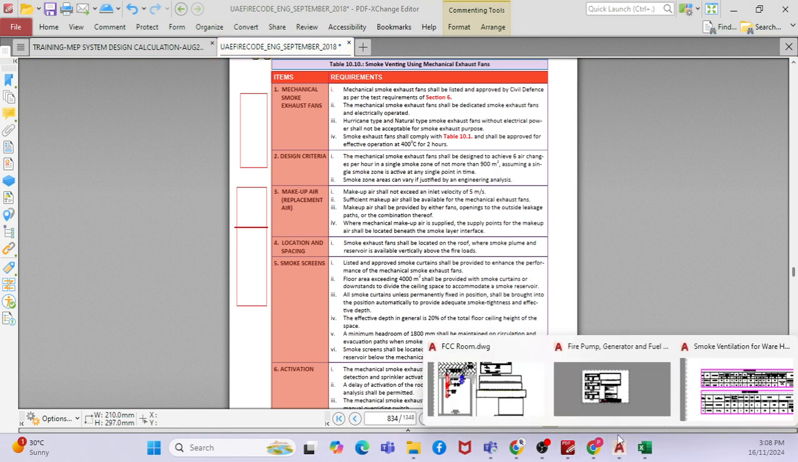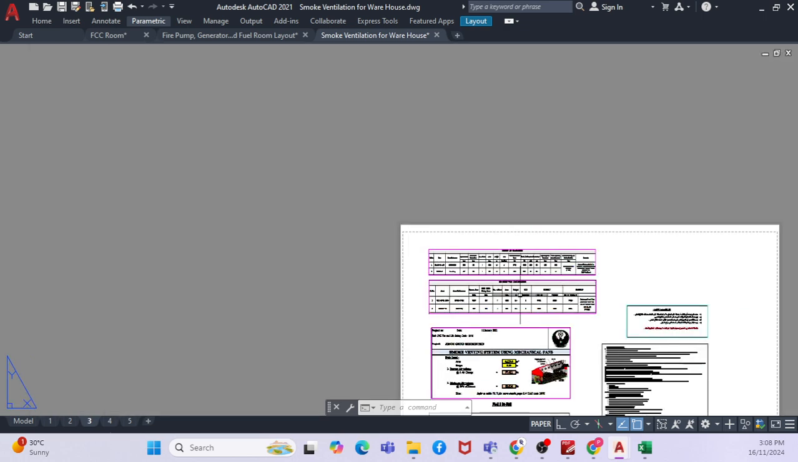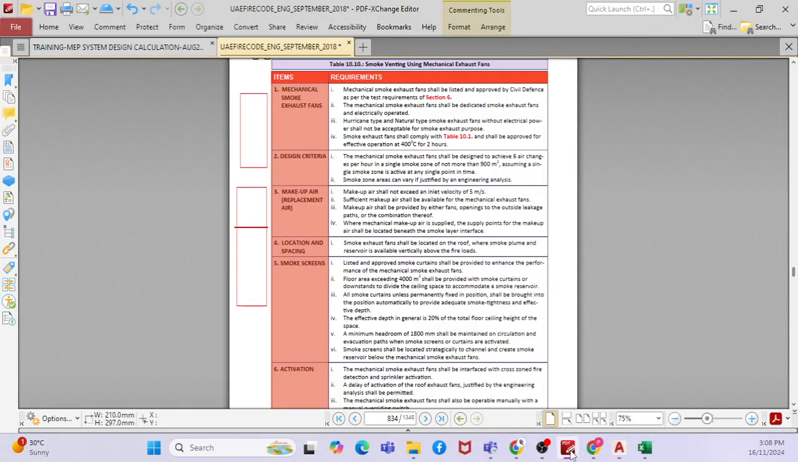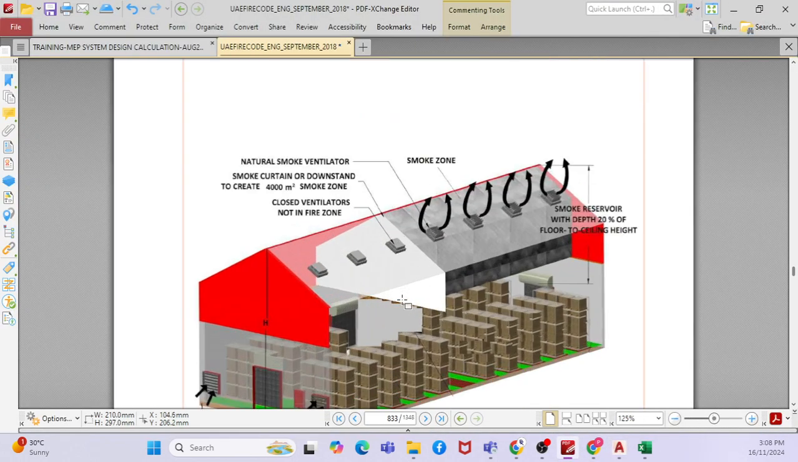Can you come back, please? No, not that drawing. Sorry, the one in the standard. Yeah, can you come now? So currently, the openings that I'm looking at are just basically the ones without the fan, right? Yes, this is the one without the fan. Here you can see the natural smoke ventilator. Yes, this is the natural. This is the normal situation.